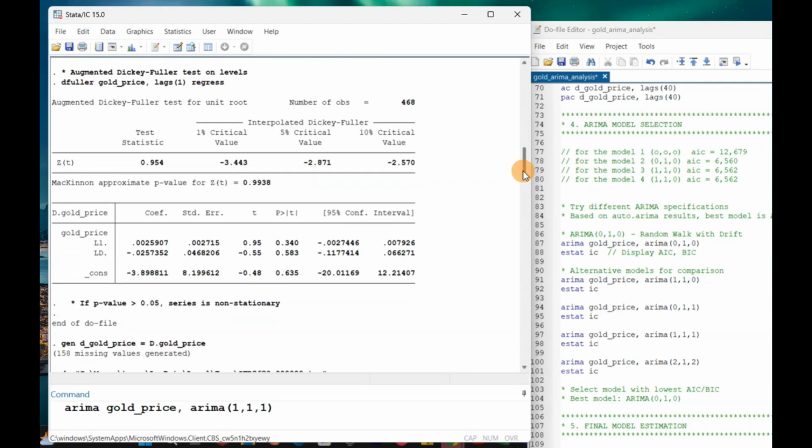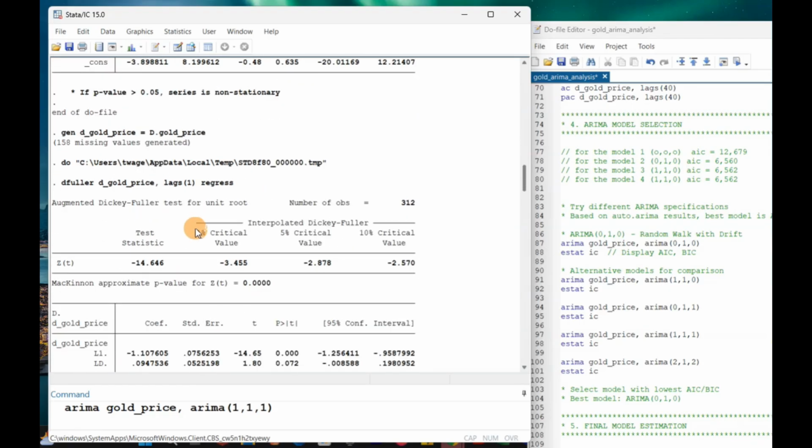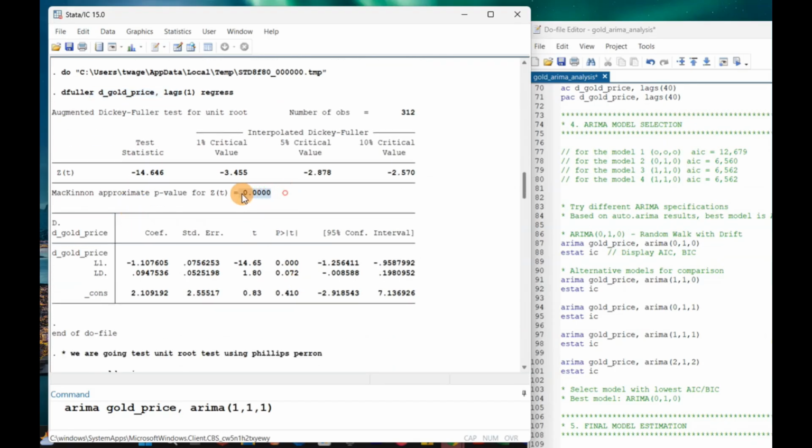So now here, the model is still suffering this non-stationarity, but here the model is no longer suffering from non-stationarity. It is stationary, and the second one is stationary. The third one and the fourth one are also stationary, but this first one is suffering from non-stationarity because we are still at level zero.